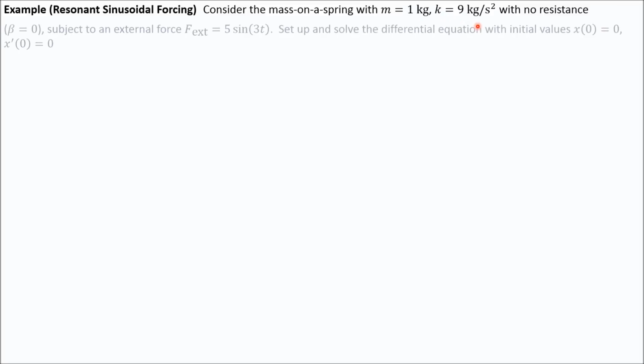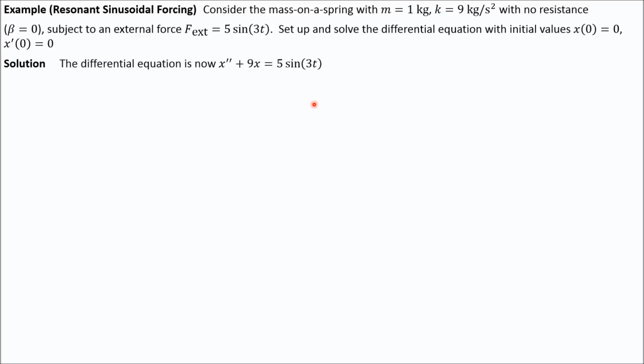But now something interesting happens if we choose a different forcing function. So if we take the mass to be 1 and the spring constant to be 9 as before, and no resistance, but this time subject the object to an external force of 5 sine 3t. The only thing I changed is the frequency of the external force. I changed it from having an angular speed of 2 to an angular speed of 3. So let's look at this differential equation.